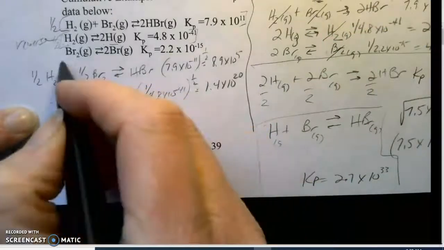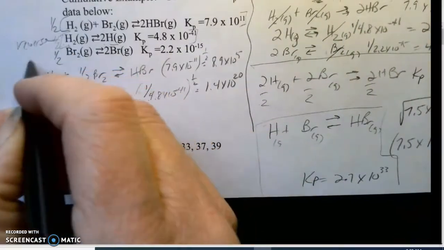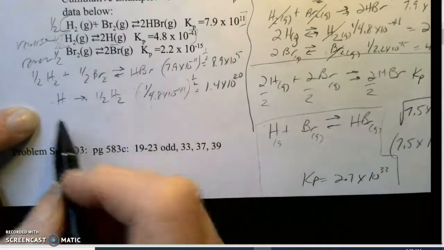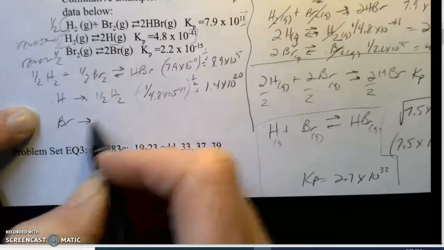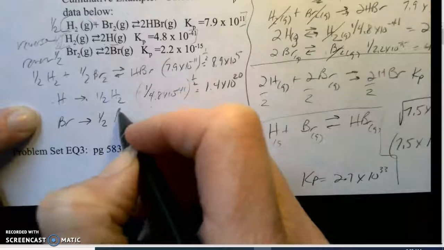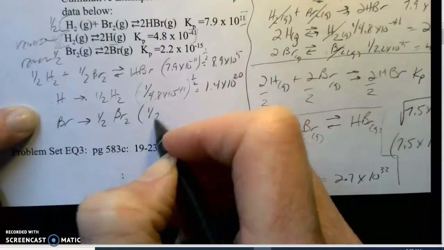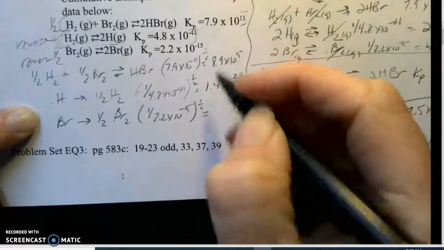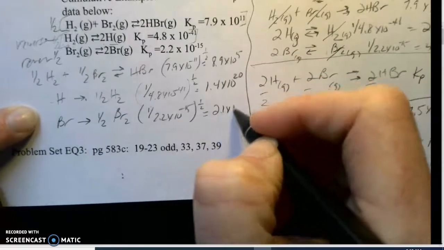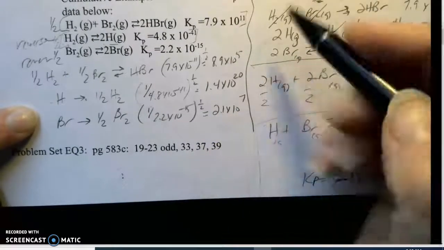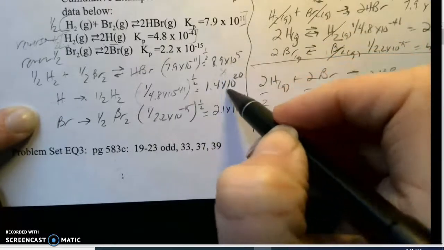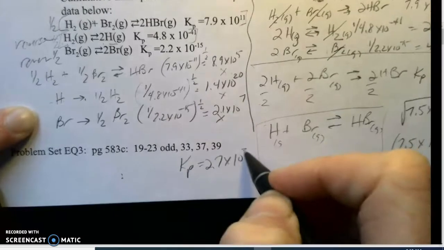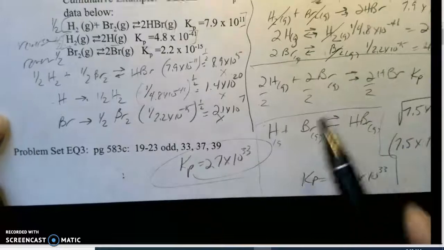And then the same thing, I'm going to take 1/2 and reverse this one. So I think it's simpler to just take the 1/2 at the end, but either method is fine. So this is going to be Br yields 1/2 Br2, and then 1 over 2.2 times 10 to the negative 15th. Square root, or 1/2, is 2.1 times 10 to the 7th. And then you would multiply this times this, and you should get the same Kp of 2.7 times 10 to the 33rd. So again, that part's the same as far as manipulating.